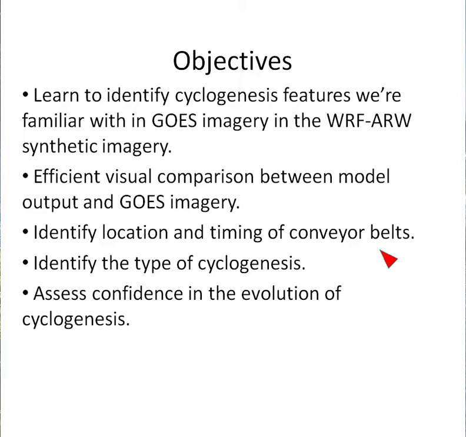We want to identify the type of cyclogenesis because that's important in terms of following the evolution of it. And then from all that, we want to assess how much confidence we have in the synthetic imagery, in other words, in the model, in terms of the evolution of the cyclogenesis. Should you have more or less confidence in the forecast from that point forward when you're looking at the cyclogenesis event?